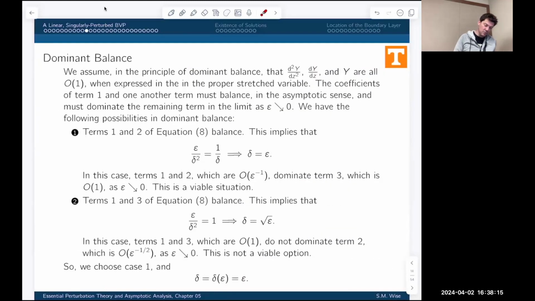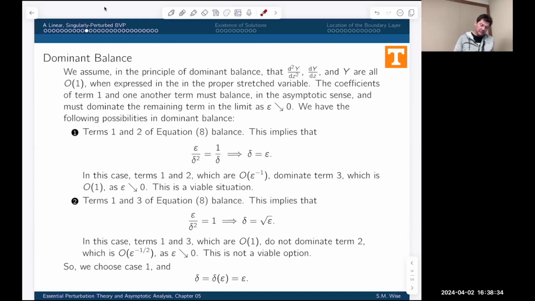All right, so that's what I've expressed here. The derivatives in y are all order 1. The coefficient of term 1 and one other term must balance in the asymptotic sense and must dominate the remaining term in the limit as epsilon goes to 0. Dominating means must be a lot bigger than.